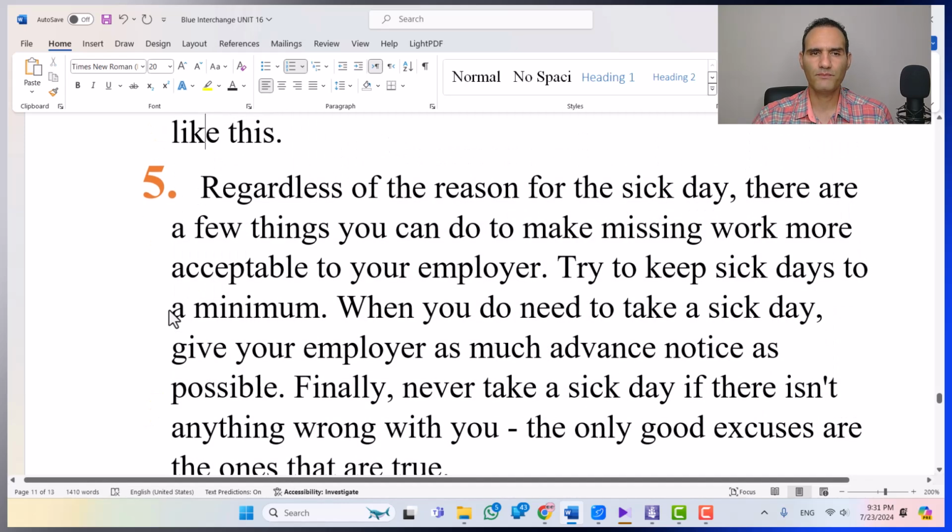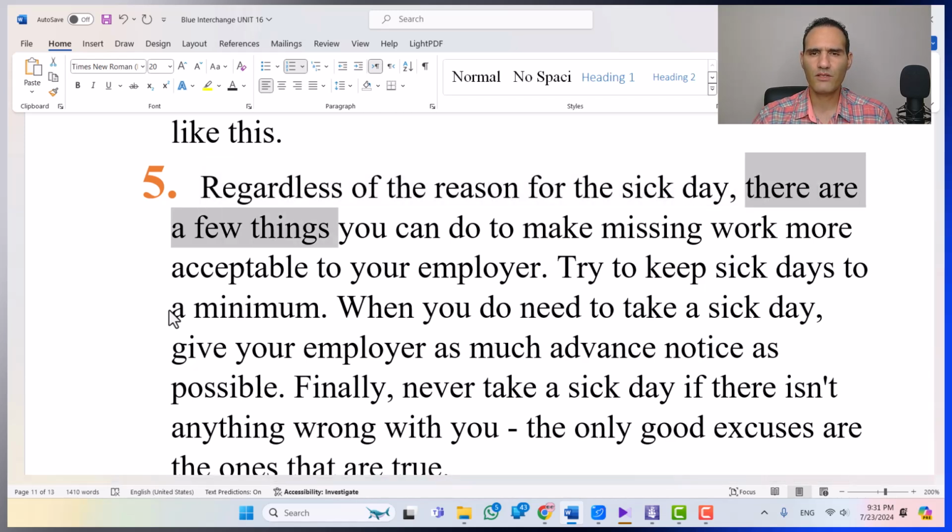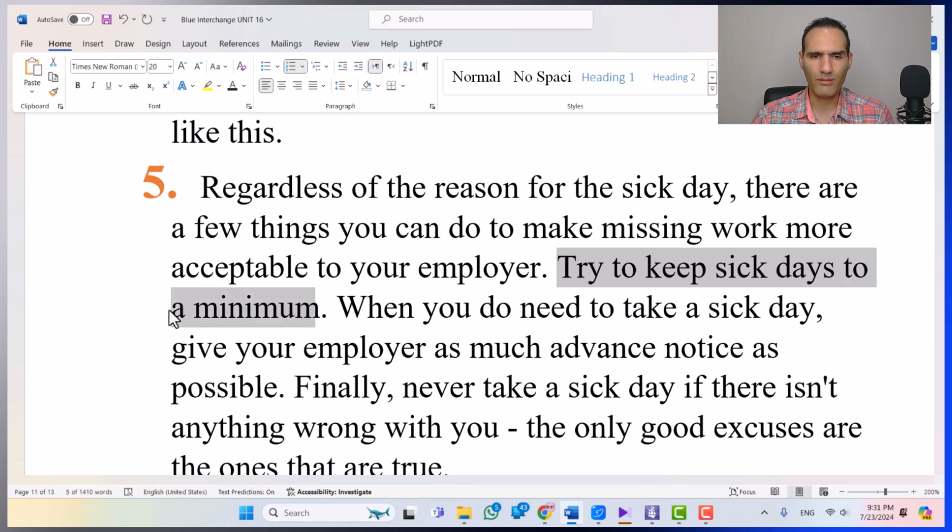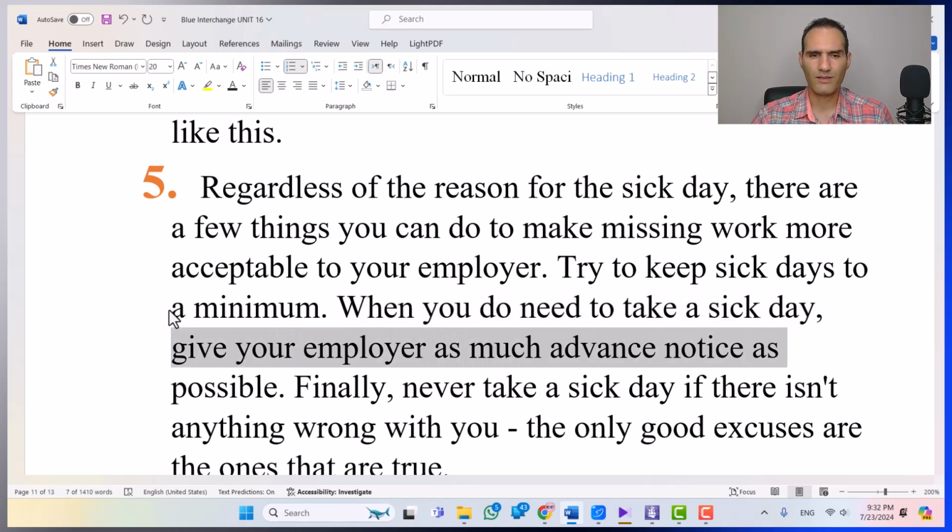And paragraph 5, regardless of the reason of the sick day, there are a few things you can do to make missing work more acceptable to your employer. Try to keep sick days to a minimum. When you do need to take a sick day, give your employer as much advance notice as possible. So before it happens, if possible, as much time as you can, give it to your employer so he or she can kind of come up with a solution for that day. Advance notice, prior notice.